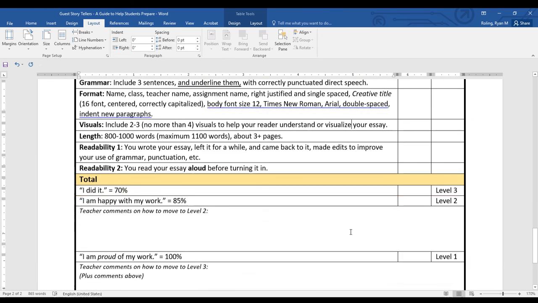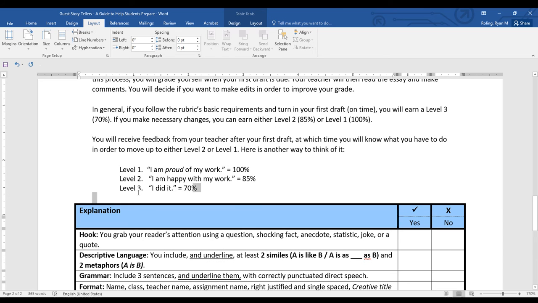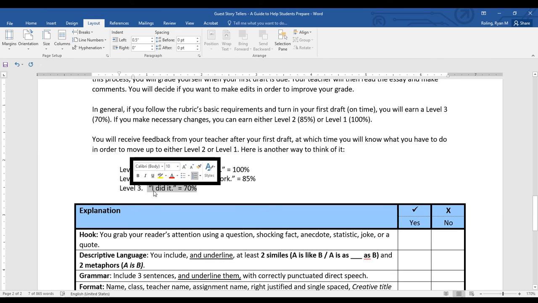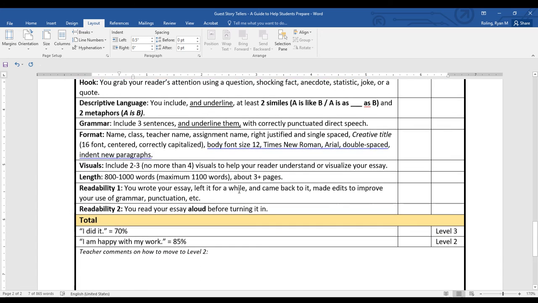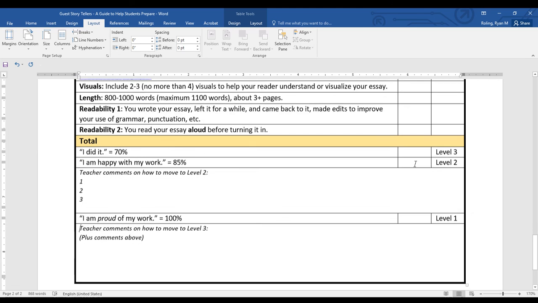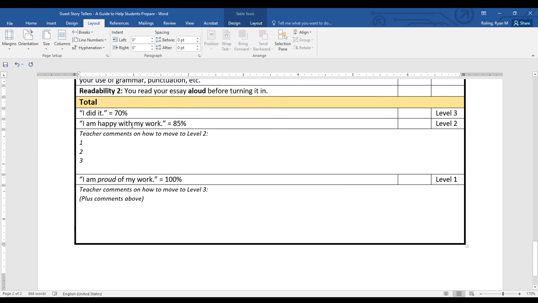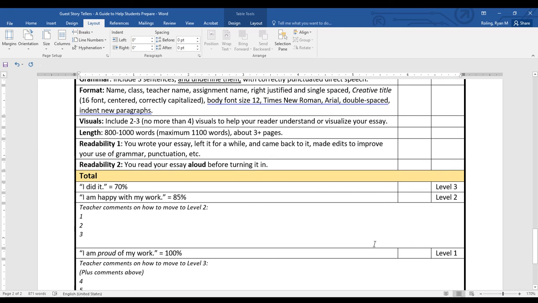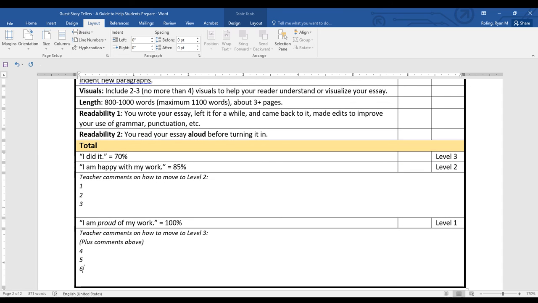How I do this is, if students turn it in, that's all they have to do. If they do that, they get a level 3, which is essentially 70%. I'll read it, and then I'll give them some feedback and tell them, "Hey, to move from level 3 to level 2, I want you to do this, this, and this. To move from level 2 to level 1, essentially from 'I did it' to 'I'm happy with it,' from 'I'm happy with it' to 'I am proud of my work,' then they have to do this, this, and this." And if they reply to me and say, "Yes, I did all of that," then they can earn 100% or level 1. Let me pause.